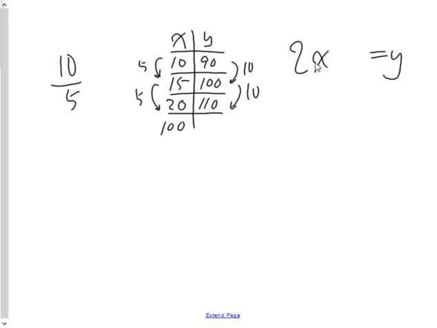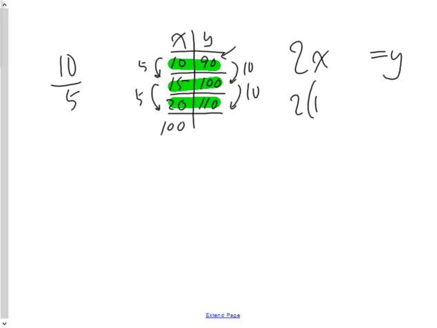That's the first thing we figure out, is what is the coefficient. And then the second thing we do is we take any one of those three ordered pairs: x is 10, y is 90; x is 15, y is 100; and x is 20, y is 110. We take any one of them. I'm going to take the first one here.